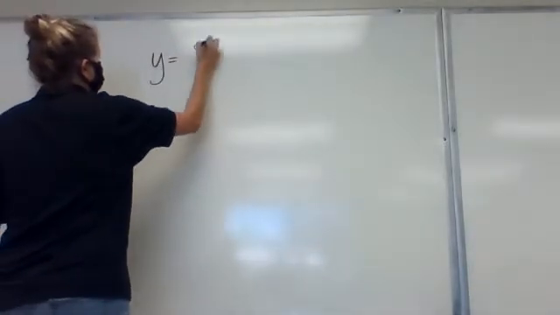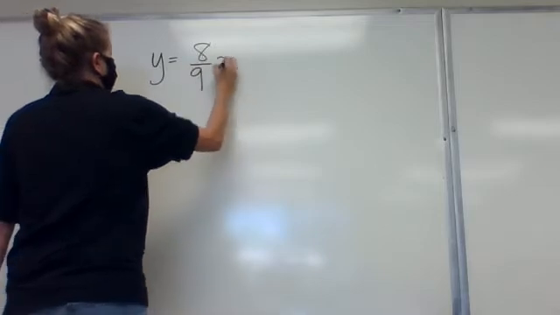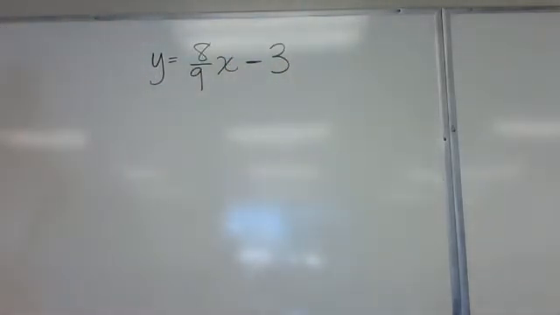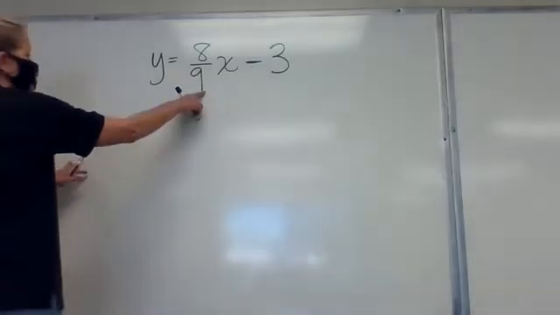Y equals 8/9 x minus 3. All right, is the y by itself? It is. That's good news, right? That means we actually get to skip step 1 because the y is already by itself. I'm going to move on to step 2.